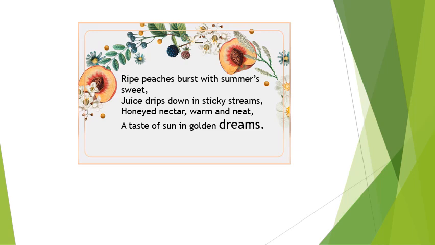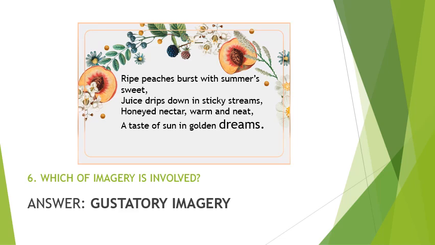All right, number 6. Let's read this poem. Ripe peaches burst with summer sweet. Juice drips down in sticky streams. Honeyed nectar, warm and neat. A taste of sun in golden dream. So which type of imagery is involved? Our answer is gustatory imagery.